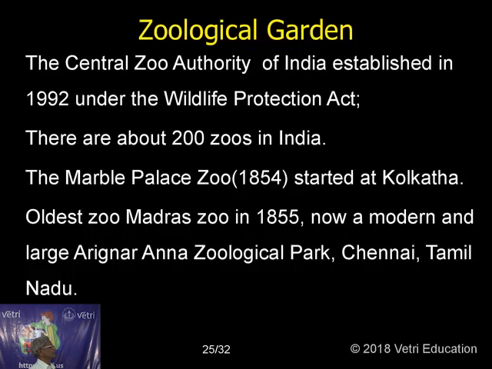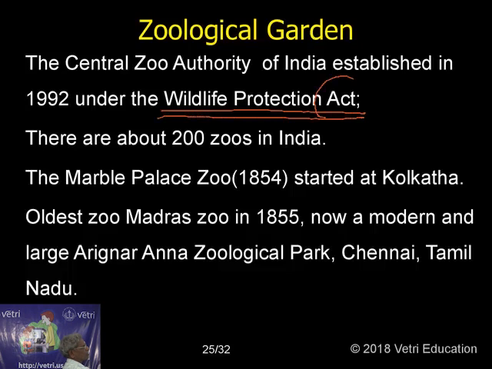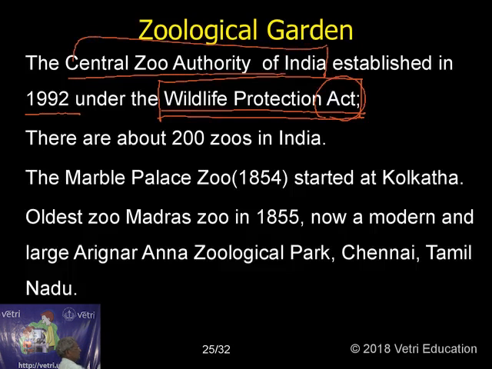Zoological gardens. The Central Zoo Authority of India, established in 1992 under the Wildlife Protection Act. A stage came when we thought that the wildlife has to be protected. And an act was made for this called the Wildlife Protection Act. This was enacted in the year 1992. As a part of that, the Central Zoo Authority of India brought many changes.